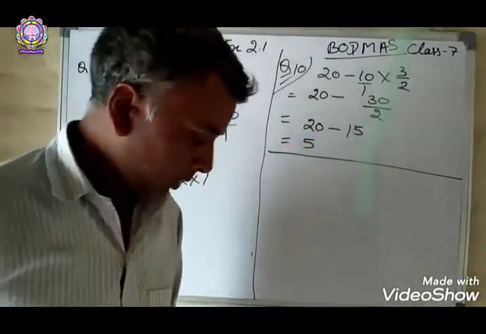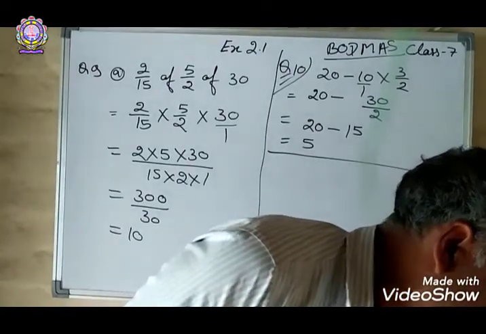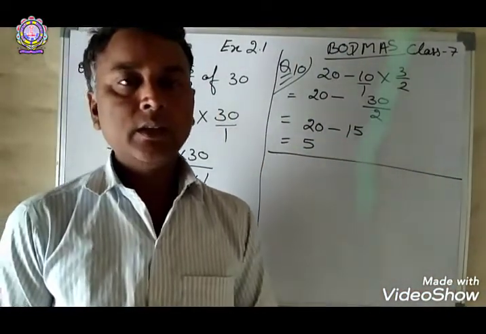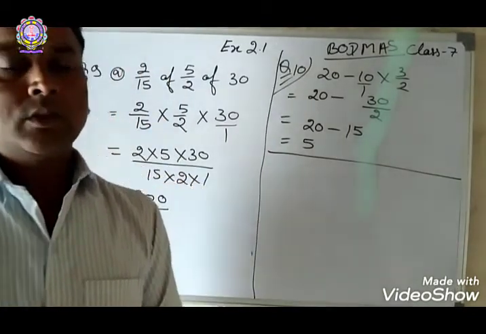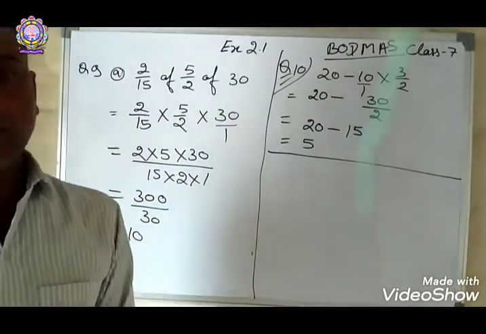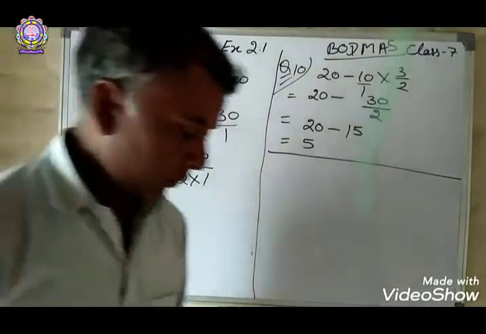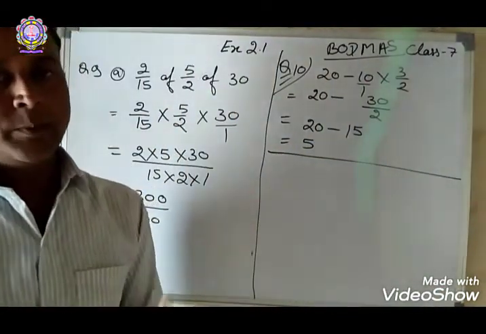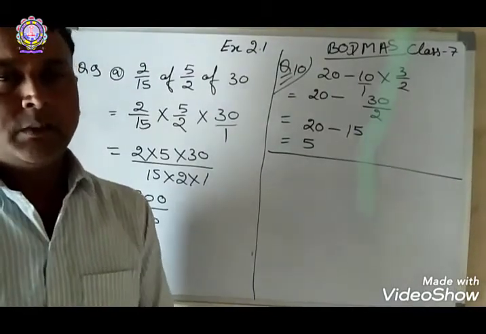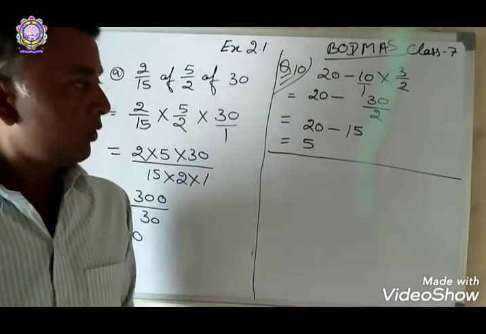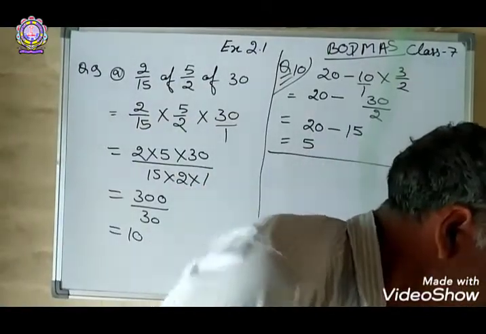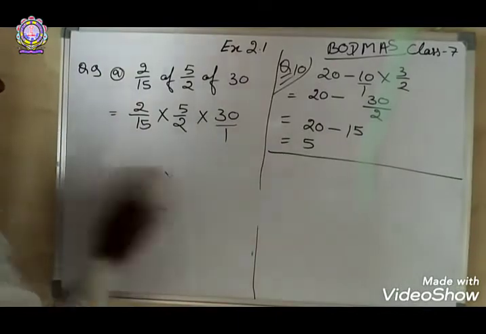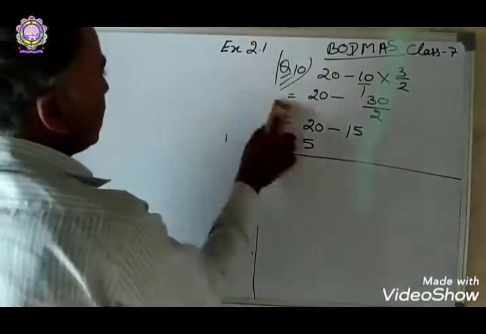Now question number 11, that is a tricky, thinking question about proper and improper fractions. So first you memorize what is a proper fraction and what is an improper fraction, because I explained them briefly in the previous video. So you solve them. Question number 11, check it.